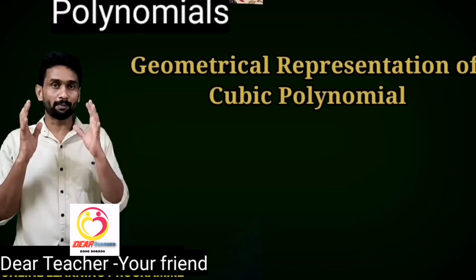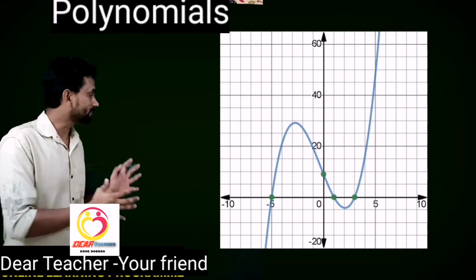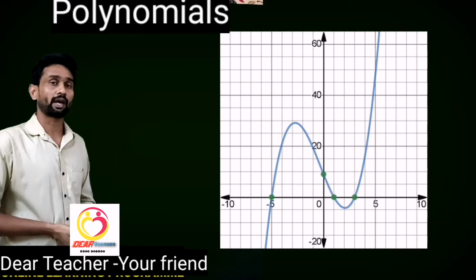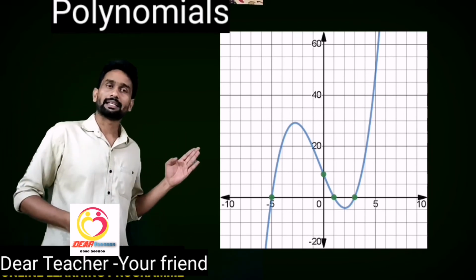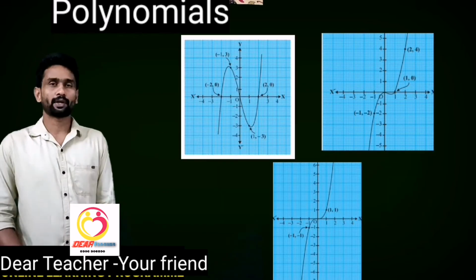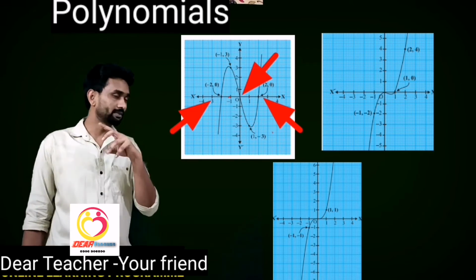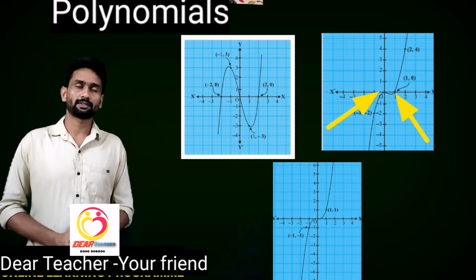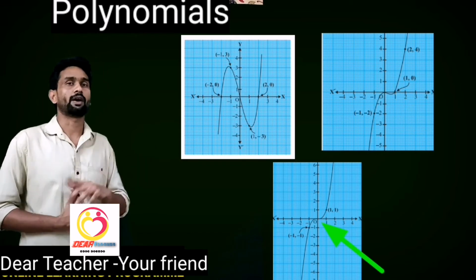Next, the geometrical representation of a cubic polynomial. If you represent a cubic polynomial in a graph sheet, you will get a diagram in this way. Here you can see these curves are passing through the x-axis at 3 points. Sometimes it will be less than that. In the first diagram, you can see the curve passes through 3 points of the x-axis. Next, it is passing through only 2 points. Another one, it is passing through only 1 point.